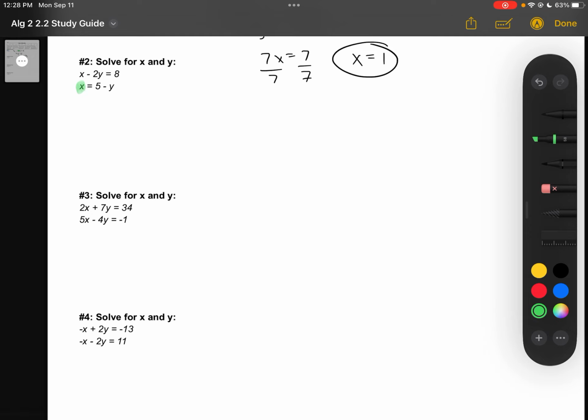For our second equation, again, we're seeing the same thing. We have an x totally by itself, so because of that, we are allowed to plug in. So we have x minus 2y equals 8, and in the place of this x, we get to put in 5 minus y.